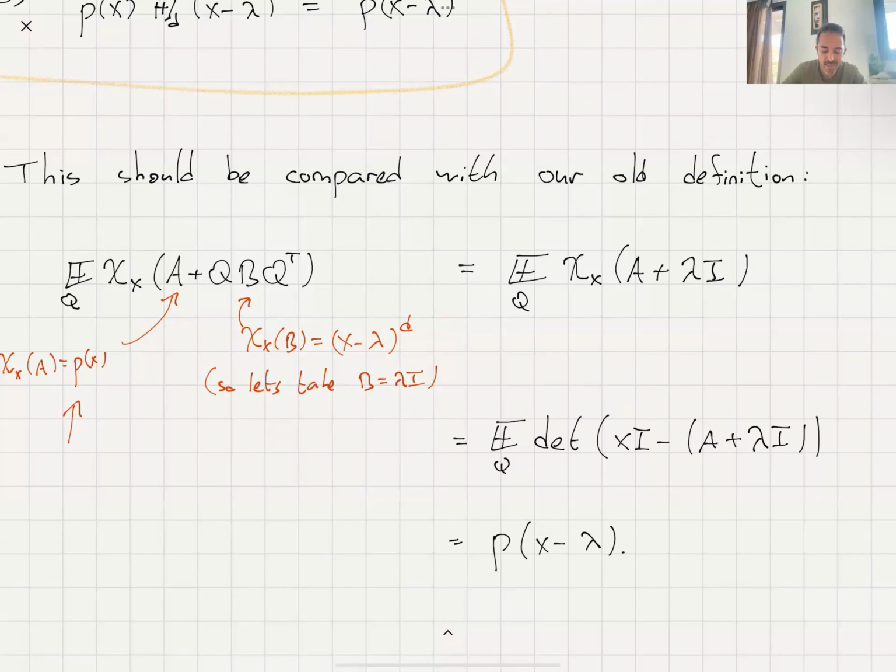And in this case, this Q and Q transpose will meet the I in the middle and the lambda, but that will slide through, and they will get cancelled, and you will be left with A plus lambda I. And what's the characteristic polynomial? It's the determinant of xI minus the matrix. And from here, you can easily see that that's exactly P of x minus lambda. Okay.